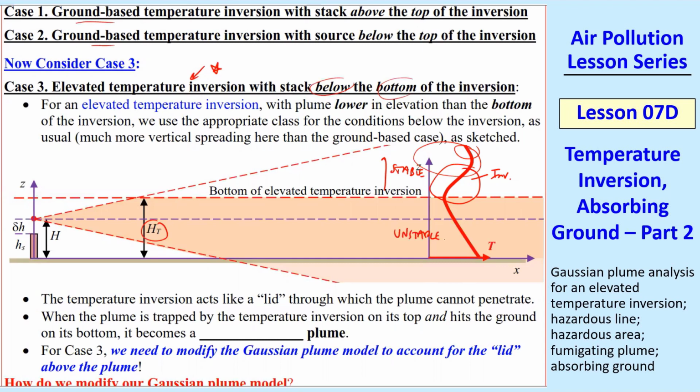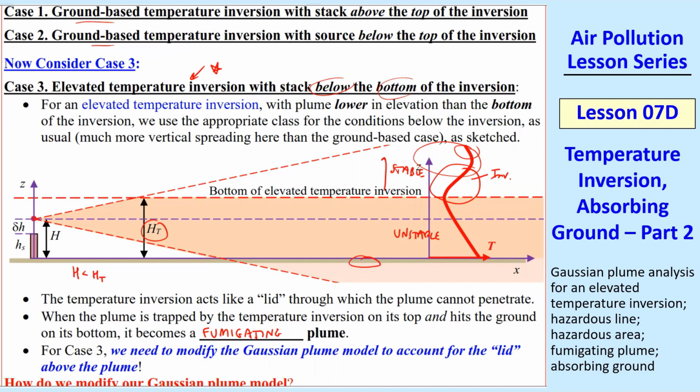Inside the plume, though, since the stack height H is less than HT, as we see here, we know that this plume is going to hit the temperature inversion, and then it will stay flat, and it will also keep going down till it hits the ground. So we call this a fumigating plume. This is a bad case where people down here will experience and breathe that air pollution.